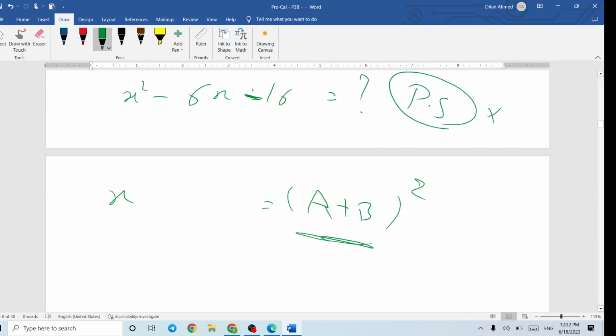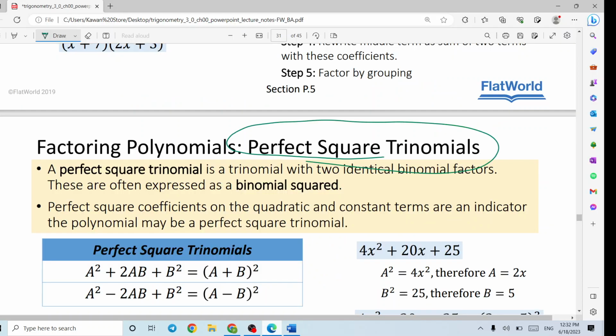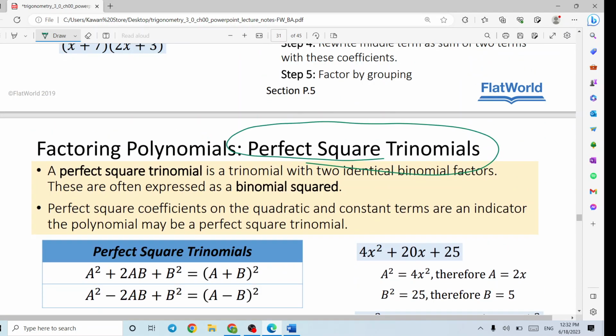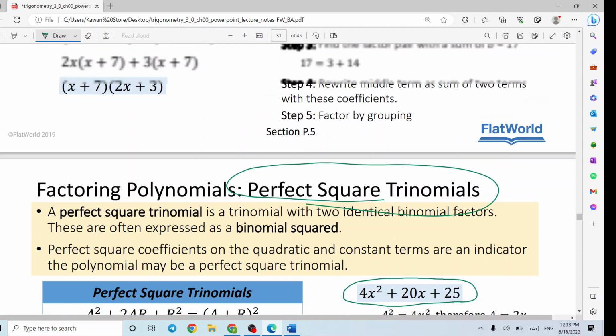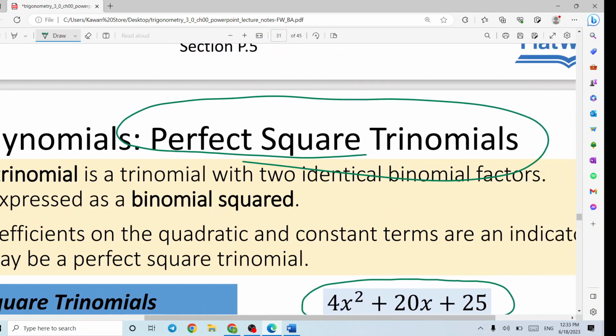Let's go, everyone. Expand it. Okay? First square plus 2ab, right? Plus b square. That's called a perfect square. Example. Here are many examples. We have what? 4x squared plus 20x plus 25.